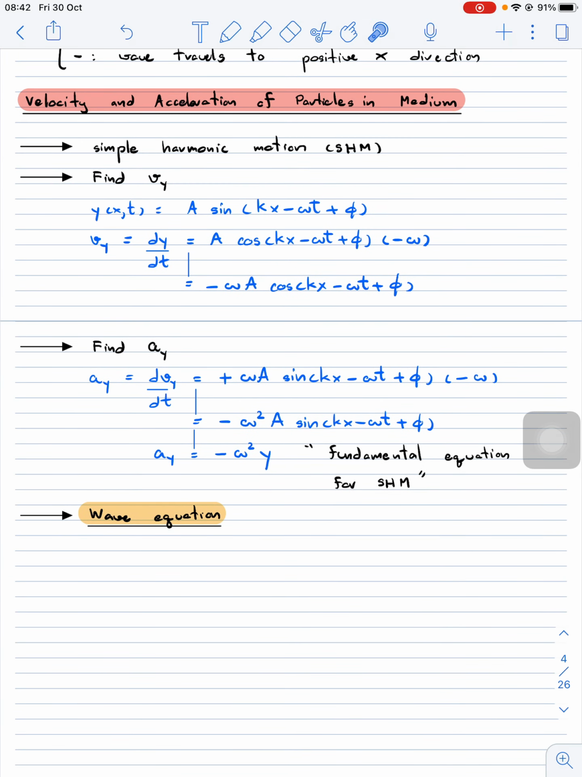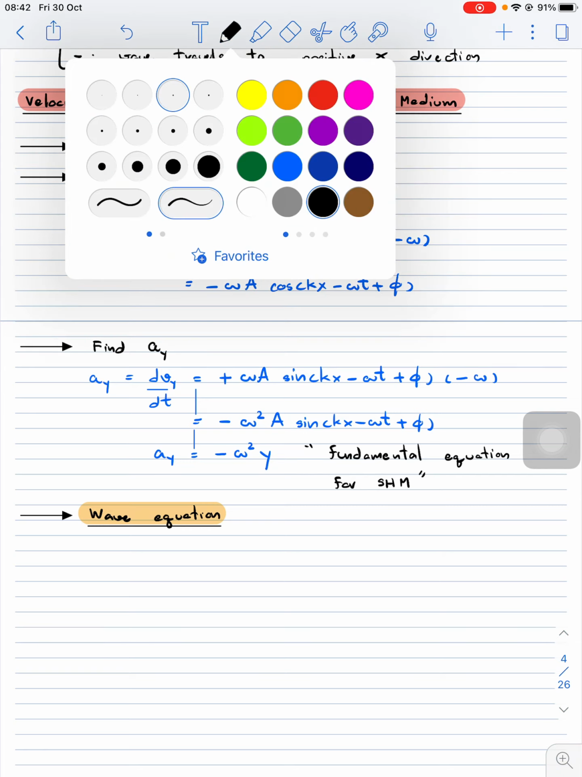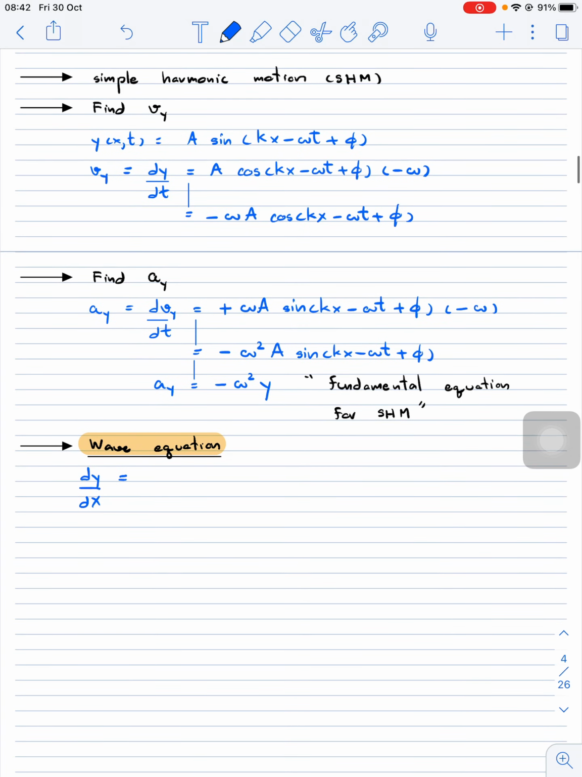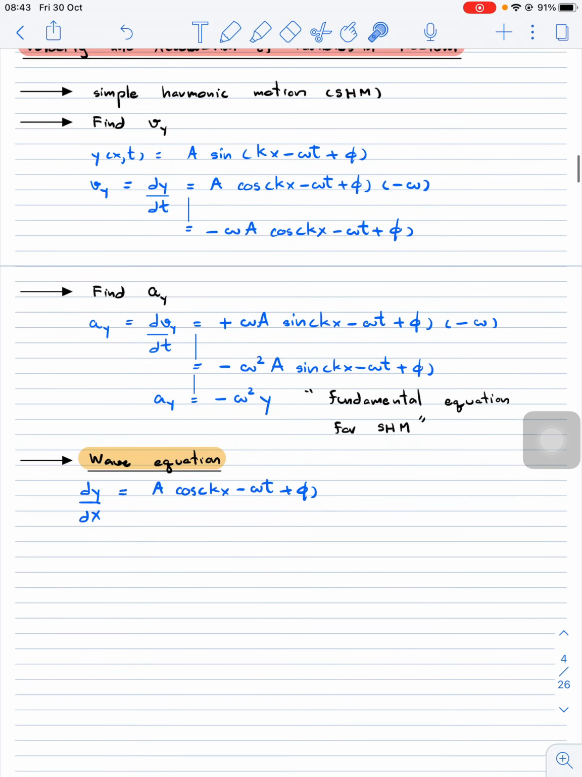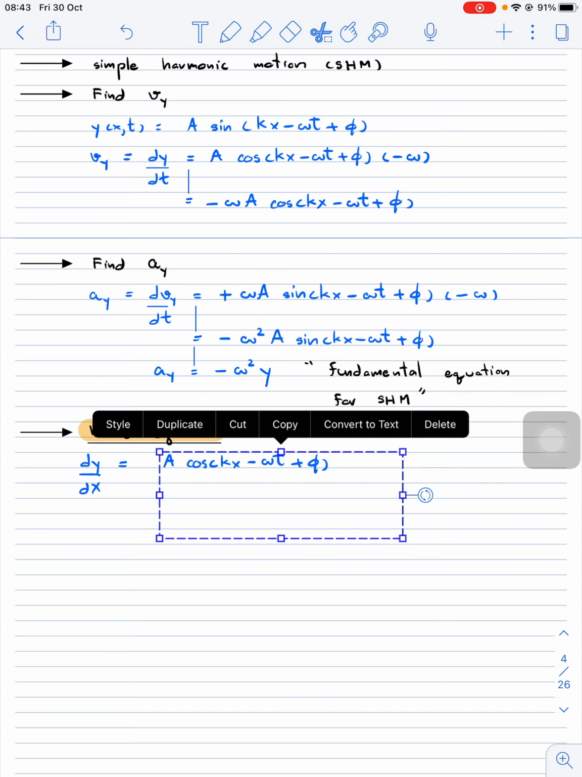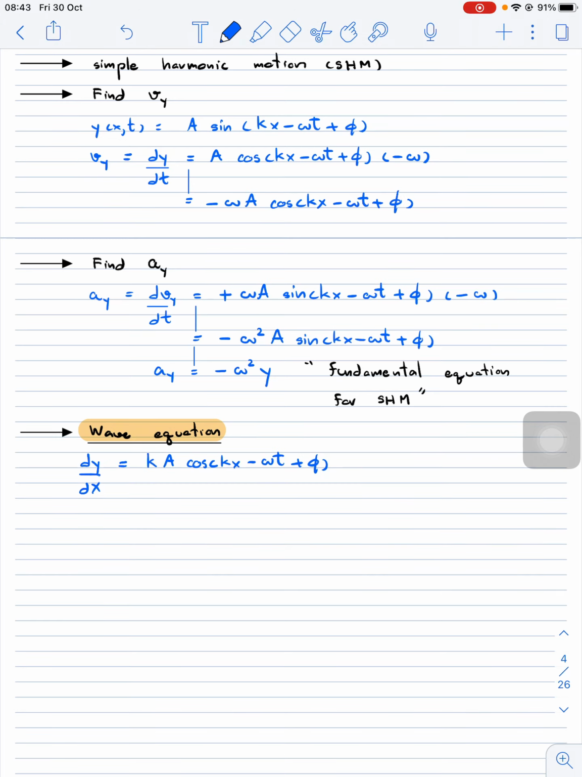Instead of taking the derivative with respect to t, now I just want to take the derivative with respect to x instead. Then I have that dy/dx equals, so the derivative of this one relative to x, we have the A, and then times the cosine of (kx minus omega t plus phi), and the derivative of the argument is equal to k. So let me just put the k in the front. So we have the k times the A here.